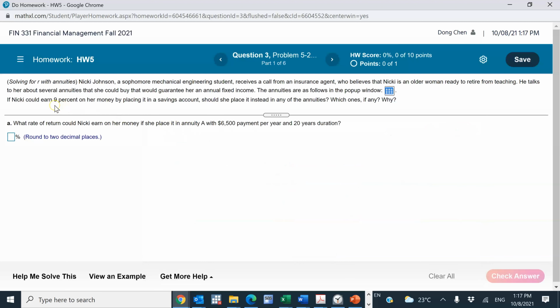So the question here is that this lady, Licky, could earn 9% on her money by placing it in a savings account. Should she place it instead in any of the annuities? Which ones, if any? So part A is: what rate of return could Licky earn on her money if she places it in annuity A with $6,500 payments per year and 20 years duration.